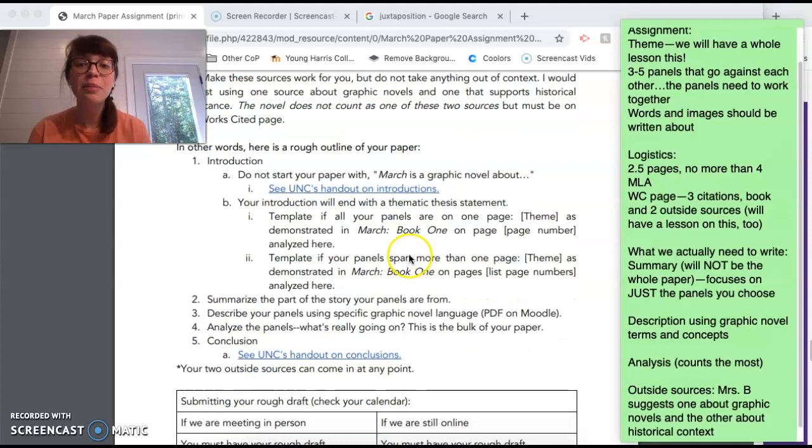If your panels span more than 1 page, you'll still insert your theme, as demonstrated in March Book 1, on pages, so plural, list page numbers, analyzed here.